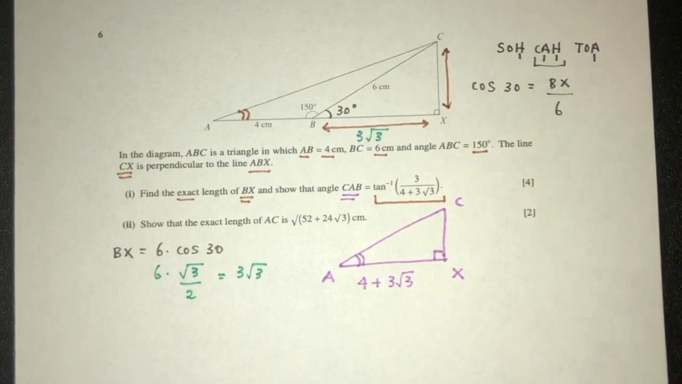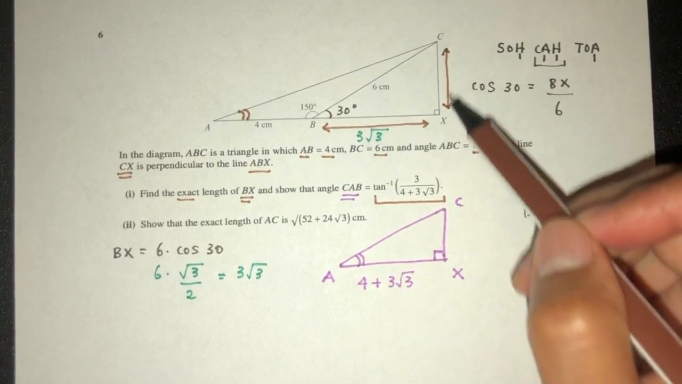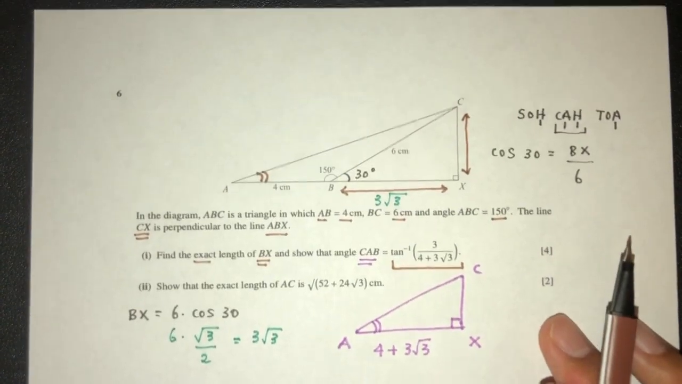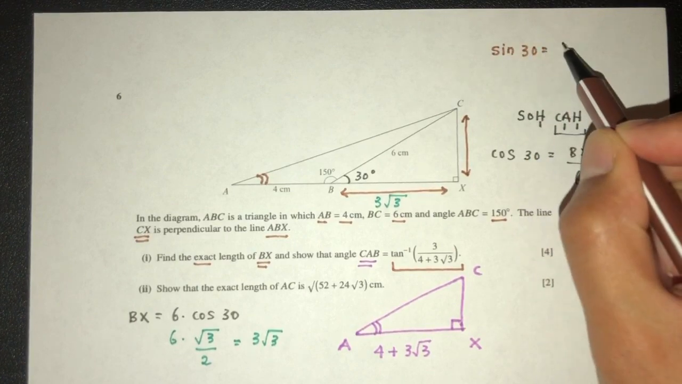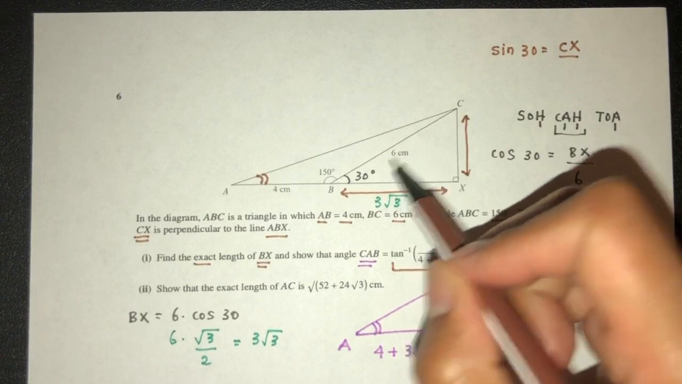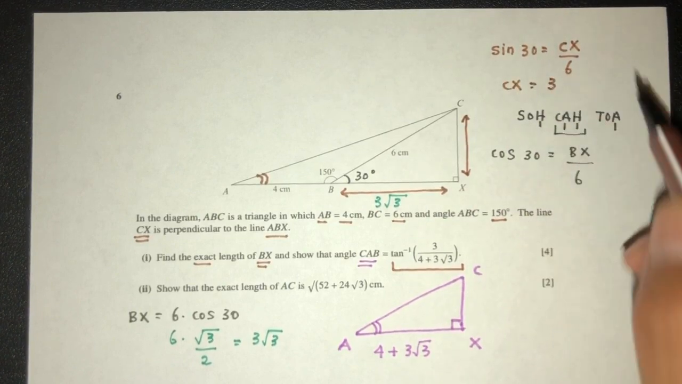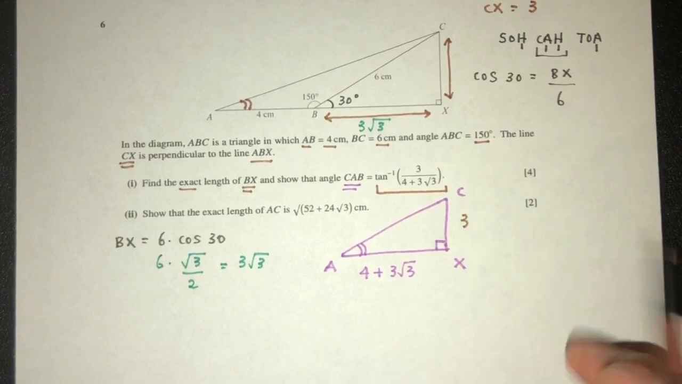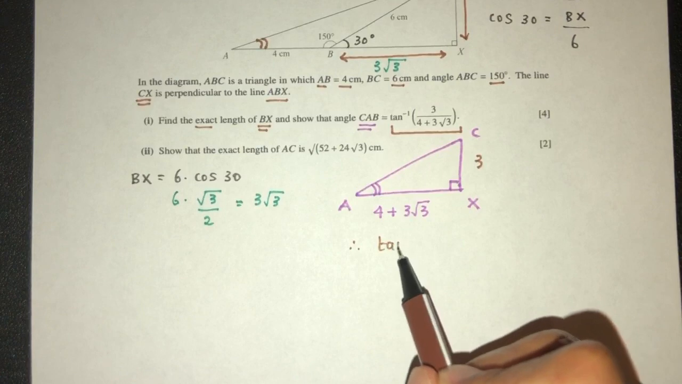So again, we can use SOHCAHTOA. We know this side, this is your H side, this is your opposite side, so we have to use sine. Let me write this here. Sine of the angle equals CX over the value of 6. So CX will be what? Sine 30 is half, so that should be 3.